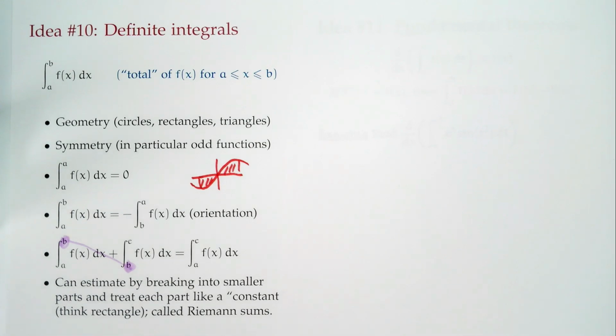Now, how do you do definite integrals? We're going to talk a little bit about a technique in just a few seconds. But one thing you can do is you can always estimate these. So even if you can't find a nice expression, you can always get an estimation by breaking things up into small parts. These are called Riemann sums.